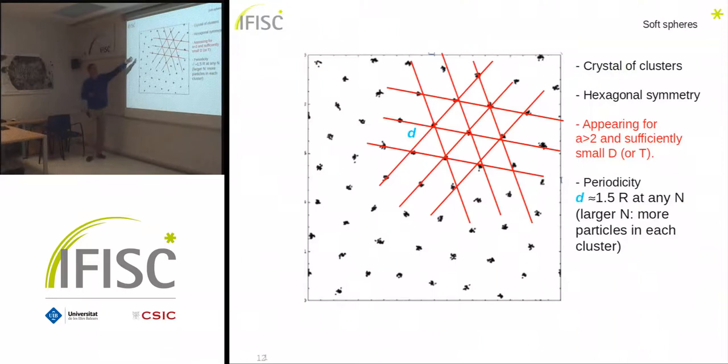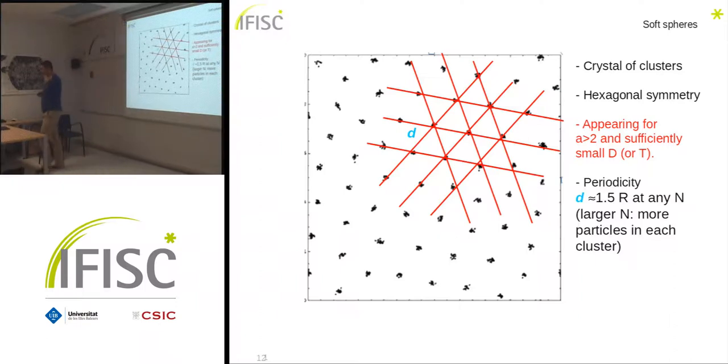What you see at the end is a crystal of clusters. We all know what a crystal is. A crystal is a lattice with one particle per lattice site, well ordered. A cluster crystal is, instead of having one particle, you have many particles, you have a cluster. Here you have hexagonal symmetry, appearing only for A larger than 2 and a small temperature, and there is some kind of periodicity. The periodicity is the distance between clusters, which is proportional to the range of the potential. And if I put more particles here, we will obtain more particles in every cluster.